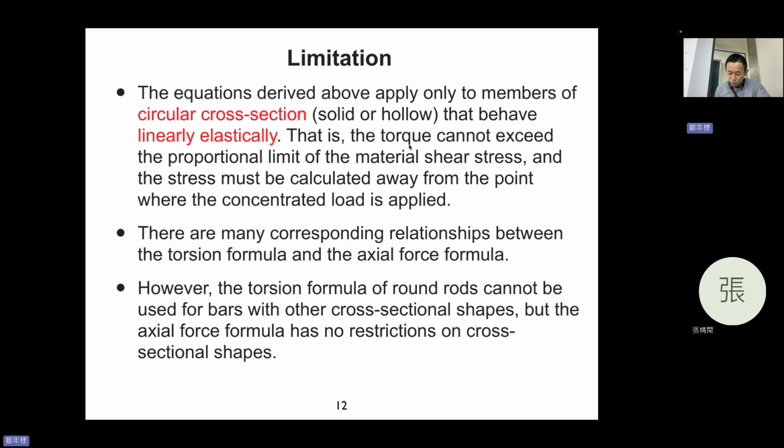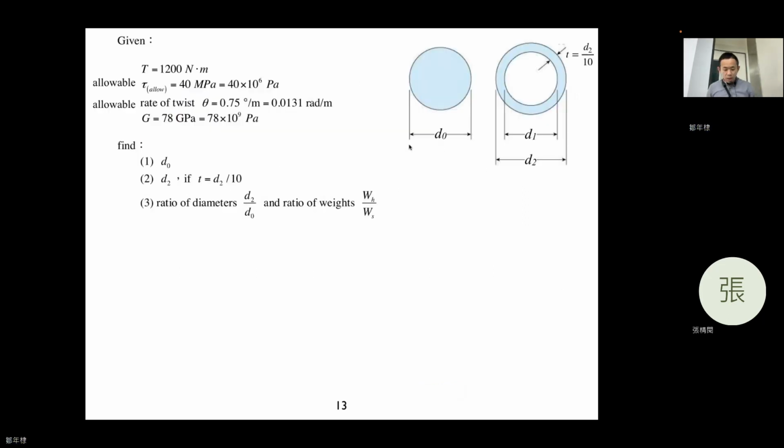And notice that the torsion formula is only for round rods, bars, circular cross-section, because we are all based on the assumption that the cross-section is a circle, right? If it is square, no, you cannot apply that. Okay, be careful. So now let's take a look at how the hollow tube will save the materials or the cost.